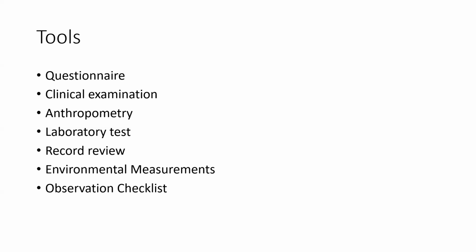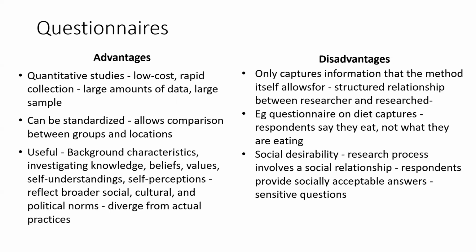For example, you're doing clinical examination, you're doing anthropometry, you're also collecting lab results, and you're using a questionnaire. Then in your method section, under tools, you have to mention them separately and describe what you are measuring using each of these tools in detail. So a questionnaire could be just one of the various tools which you are using for data collection. Now, compared to these other tools, what are the advantages and disadvantages of using a questionnaire?